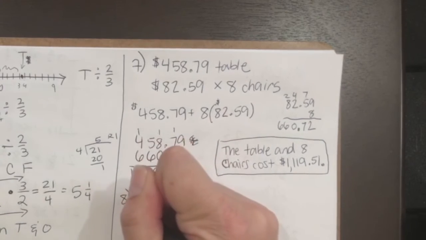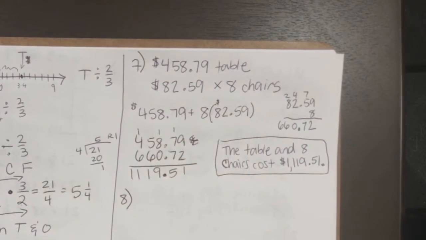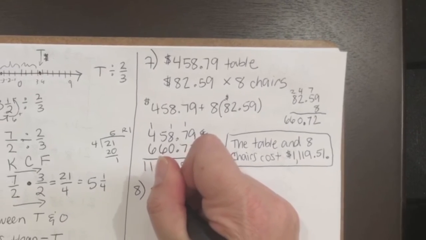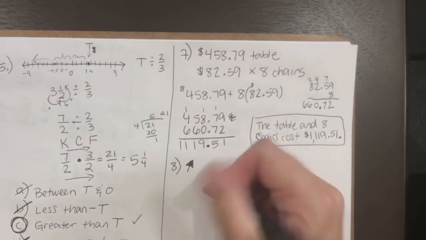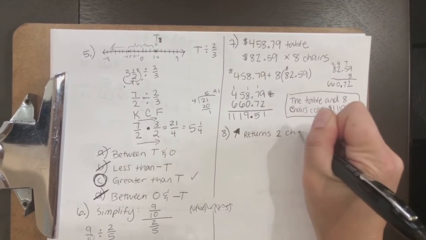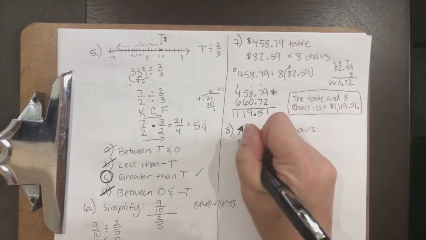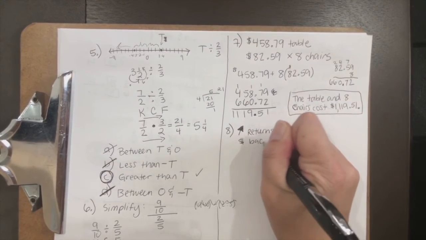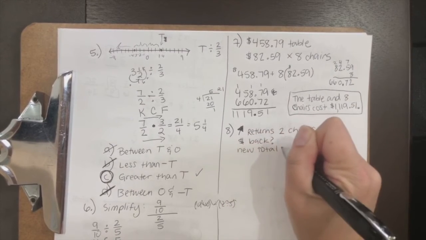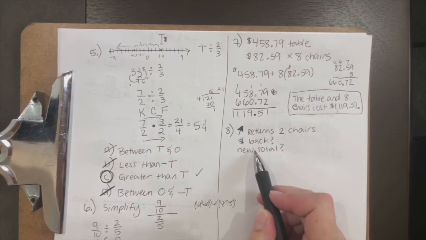Number 8. Carrie decides that 8 chairs are too many in the dining room and returns 2 of them. How much money will he get back? What was the total cost of the furniture he kept? Okay, I'm going to point up because it's talking about the problem from before. So returns 2 chairs. Money back. New total. So those are my 2 questions I need to answer.